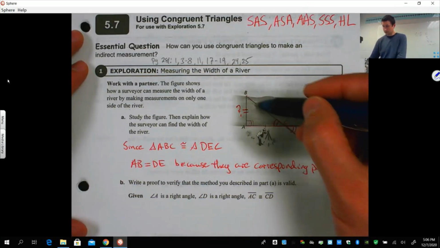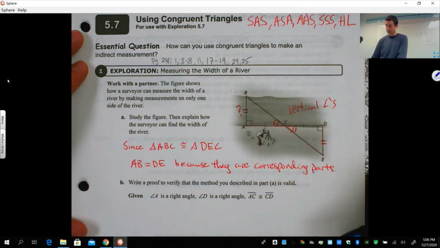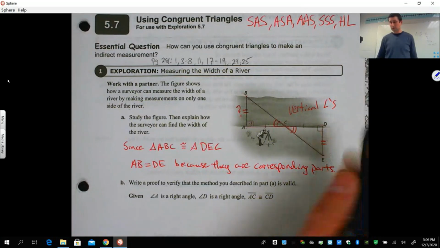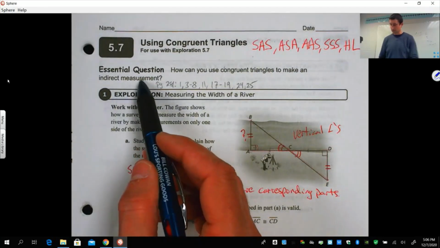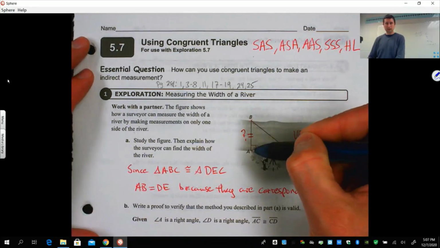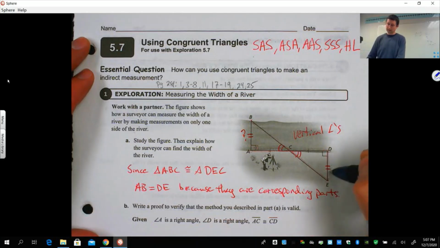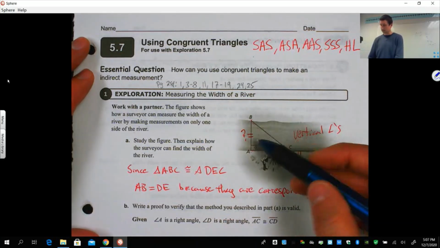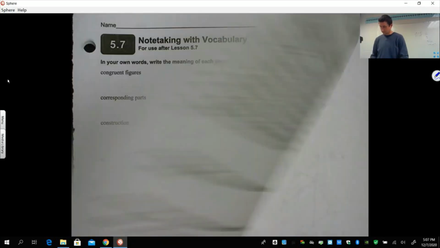If you can figure out this hypotenuse correctly, this length right here, measuring this length would give you the length of the river. Now that's what they refer to as using congruent triangles to make an indirect measurement. You want to measure this, but you can't directly measure it. So you indirectly measure this, knowing that it corresponds to that distance across there.